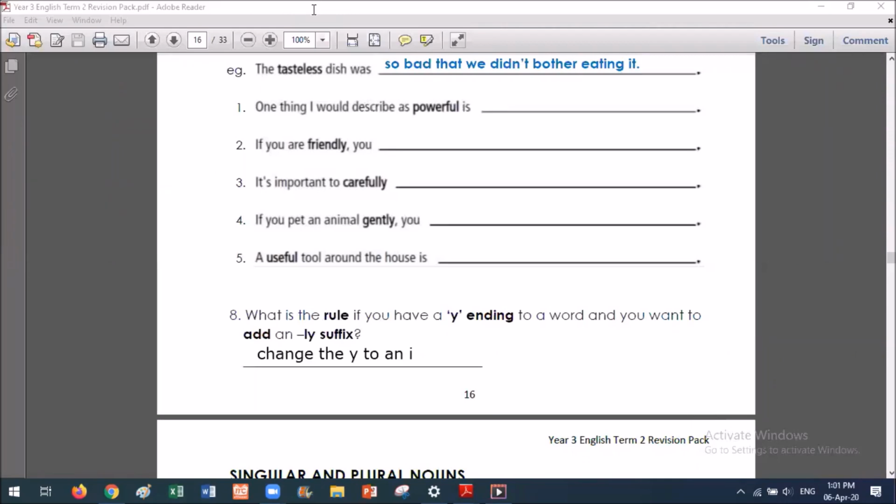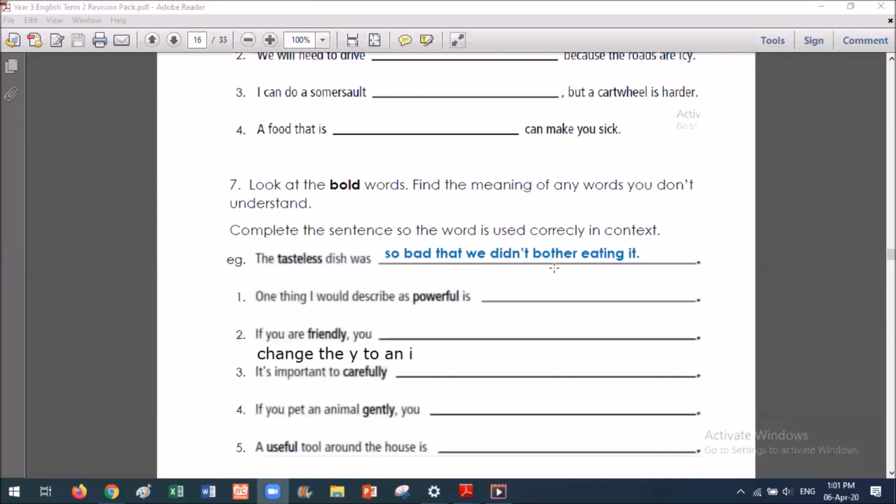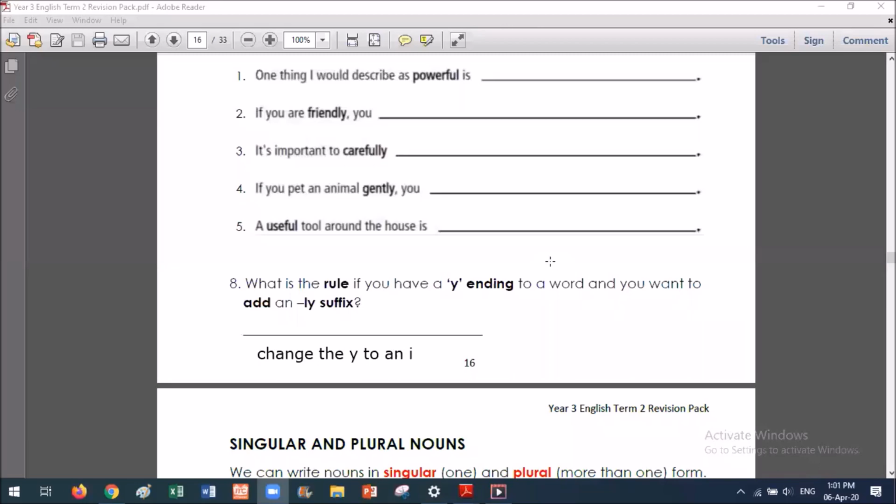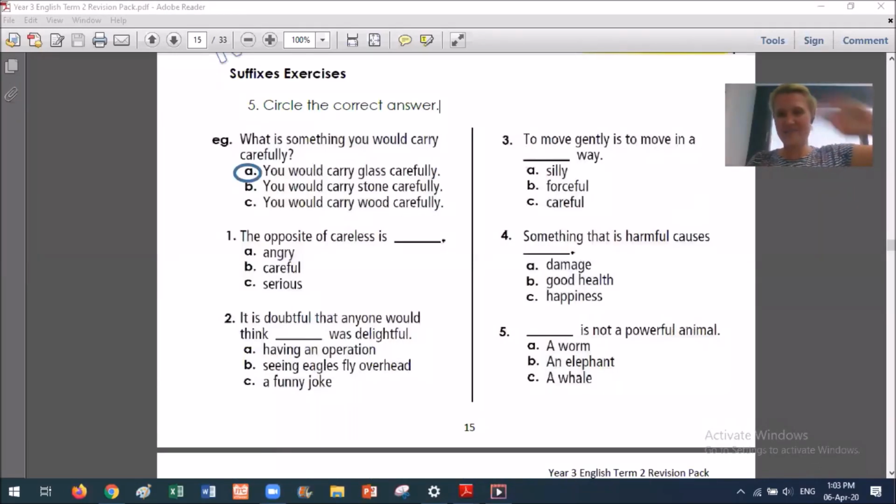That's the end of our session. So for homework, I want you to make sure that you're finishing questions 5, 6, and 7, please. Okay, bye-bye, everybody. Thank you.